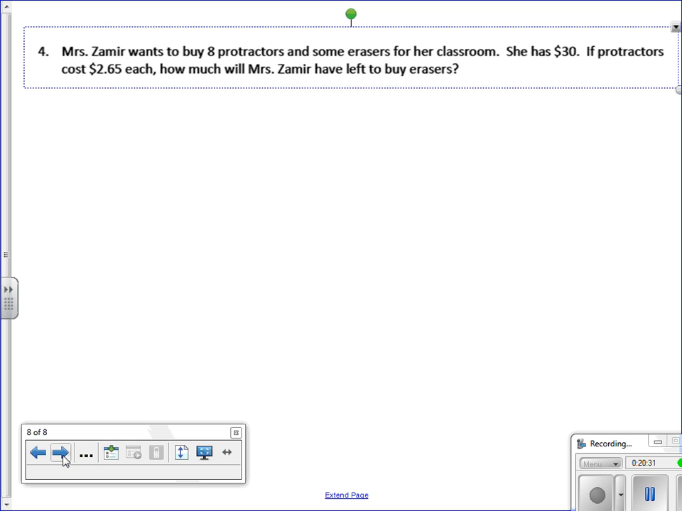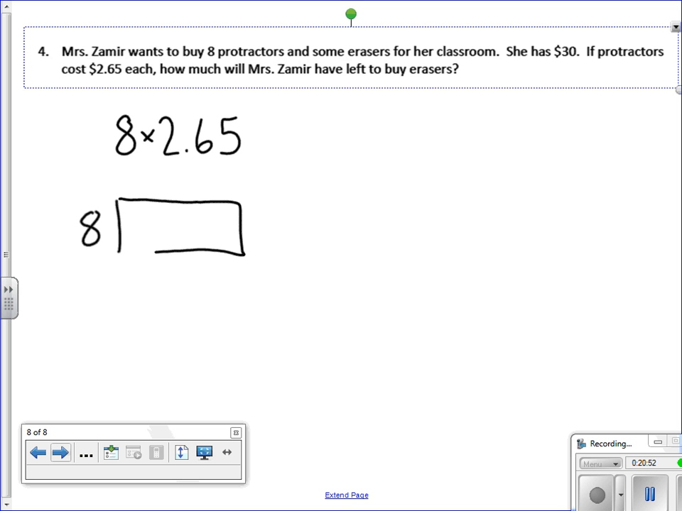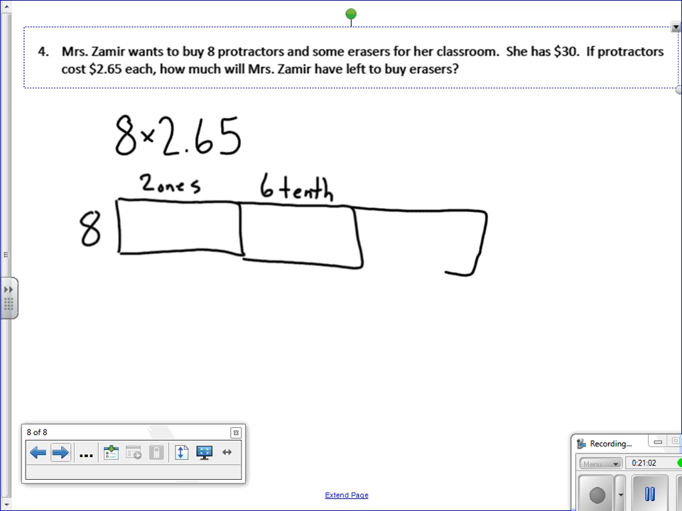Mrs. Amir wants to buy 8 protractors and some erasers for her classroom. She has $30. If protractors cost $2.65 each, how much will Mrs. Amir have left to buy erasers? So we need to do 8 times $2.65. We've got a 2 in the ones, a 6 in the tenths, and a 5 in the hundredths.